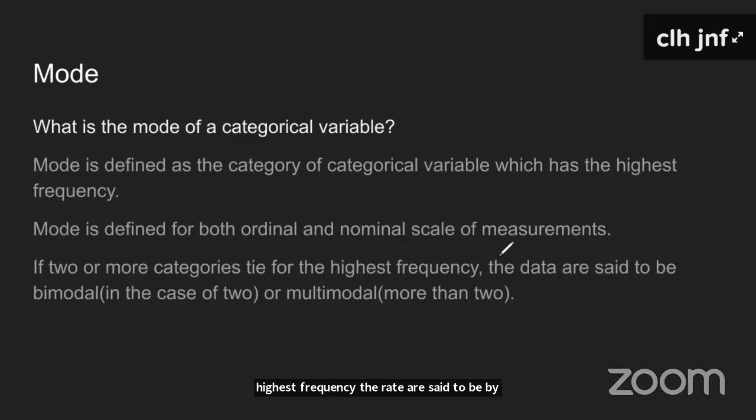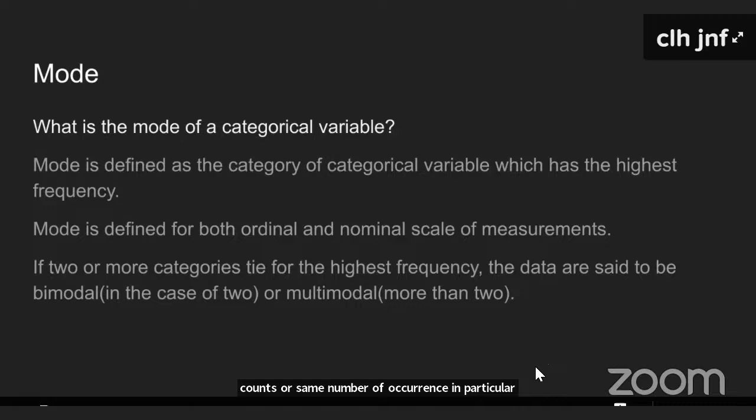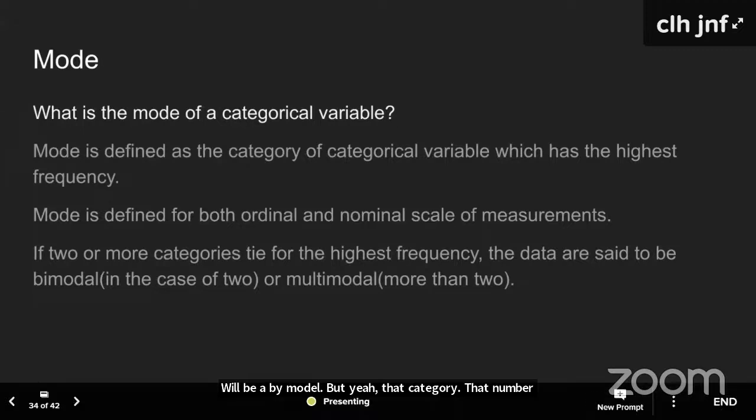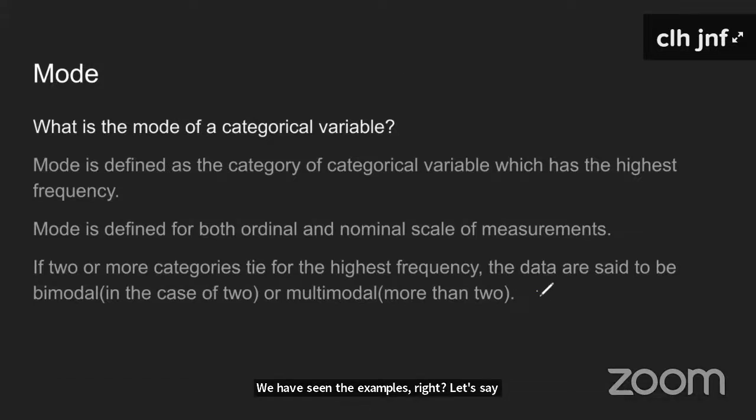Let's say some categories have the same number of counts or occurrences in a particular data set, then that kind of data will be bimodal. But that number should be the highest one among the data set. We have seen examples, like let's say there are categories A, B, C, and D. Even the last question, where green and red colored pens were there. Let's say A, B, and C has 20. This is frequency, okay?